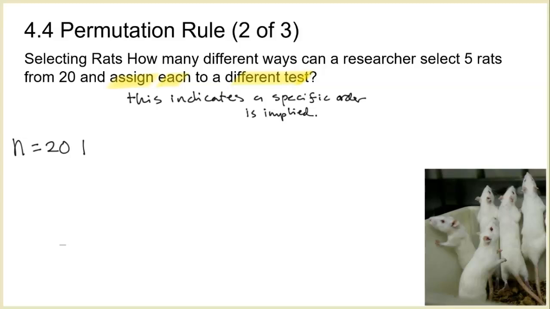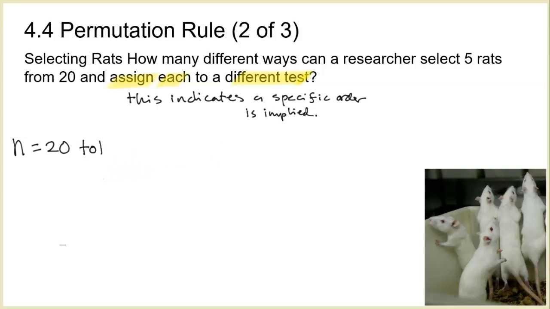If they were taking the same test, so if there were 5 tests and those 5 tests were all test A, then it wouldn't matter. Then rat 1 could take any one of the tests and it would still be the same information because they're all the same. But because the tests are different, that means order is implied.